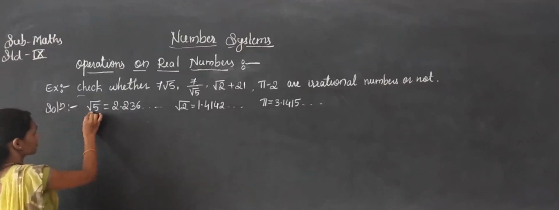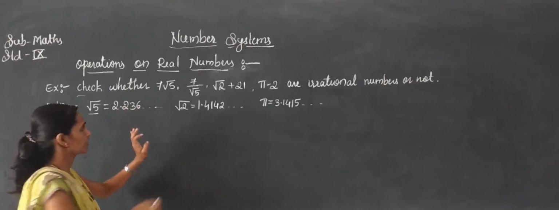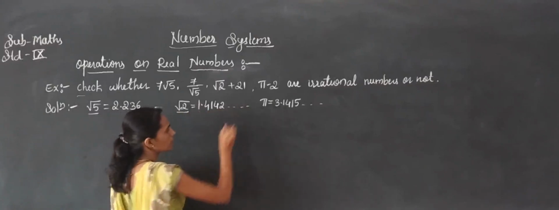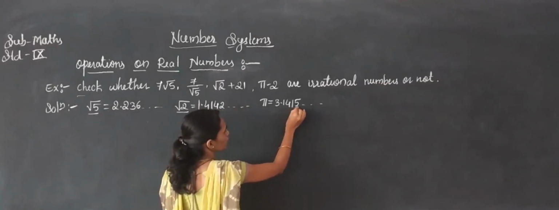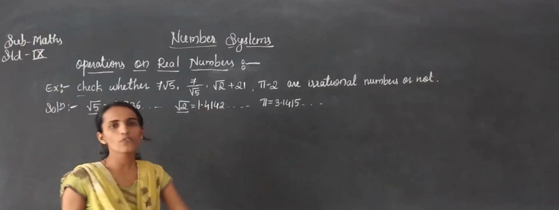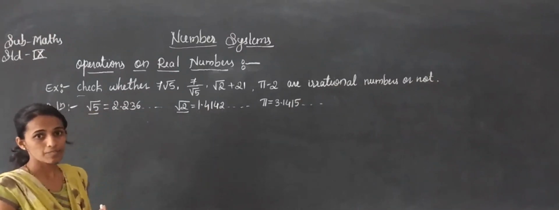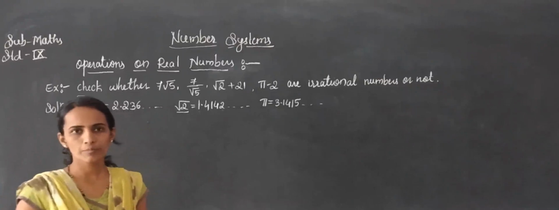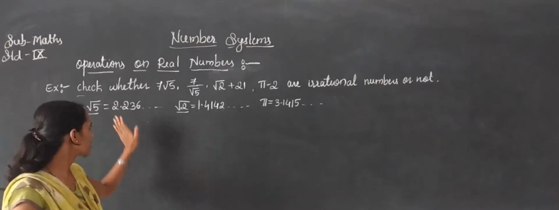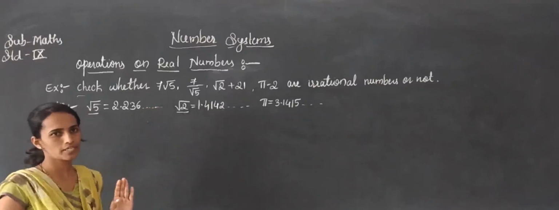So the decimal value of root 5 is 2.236, and root 2 is 1.4142, and so on. The value of pi is 3.14215, and so on. These are all non-terminating decimals. Yesterday I told you about terminating and non-terminating decimals. Terminating means the decimal has an end, but these are continuous, which means these are non-terminating decimals.